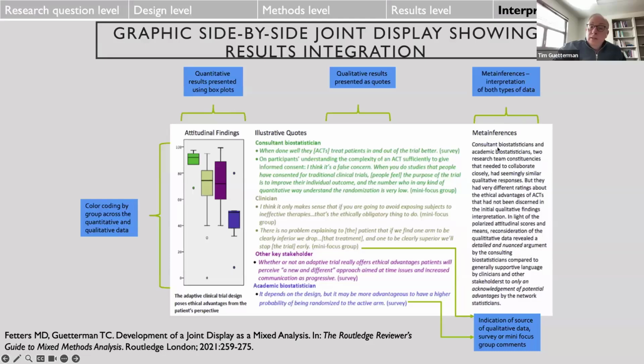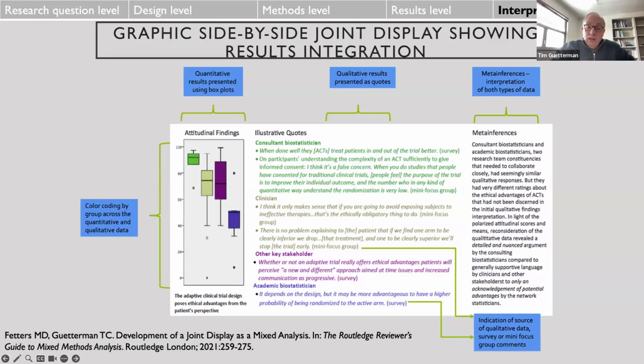And then this final column is the meta inferences. So what more was learned by integrating these two forms of results than having kept them separately? I won't read through all of this to you, but I'm just going to jump down in the middle here. In light of the polarized attitudinal scores and means, reconsideration of the qualitative data revealed a detailed and nuanced argument by the consulting biostatisticians compared to more generally supportive language by the others. And then it goes into a little bit more detail. So that's really trying to get at what was the new insight that was generated from this integration.